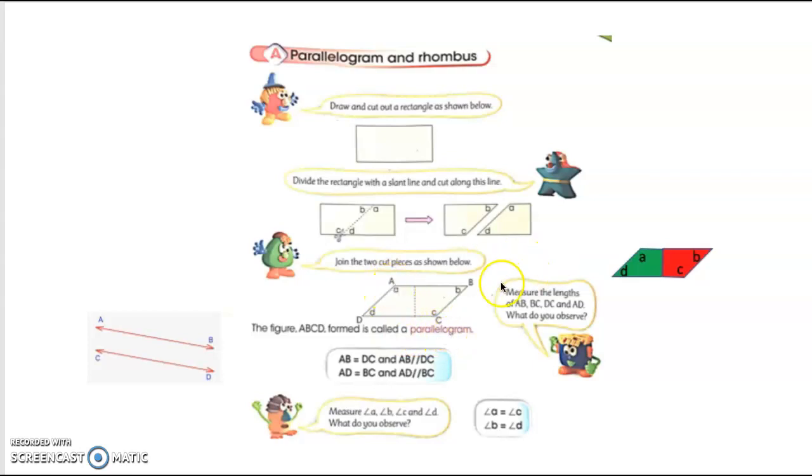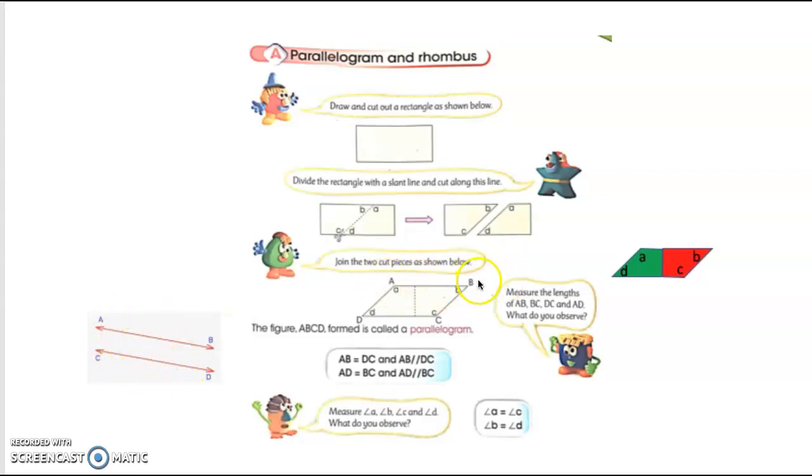Then we measure AB and DC. We find that they are equal. Likewise, AD and BC are also equal. Now see, we found that AB equals DC and they are parallel to each other. Parallel means they have equal distance between them even though they travel to infinity. They maintain an equal distance, right?